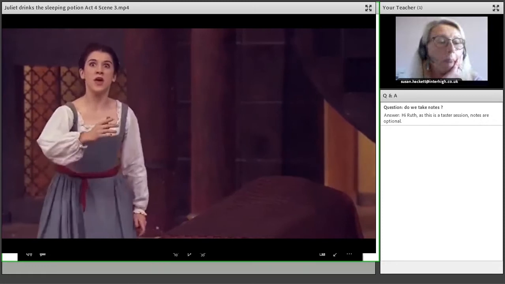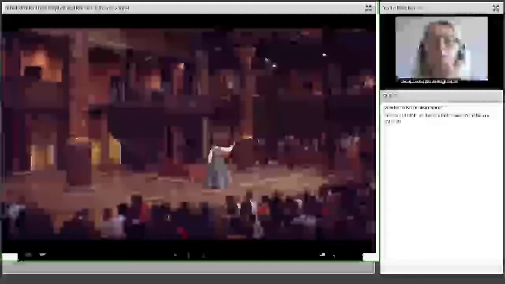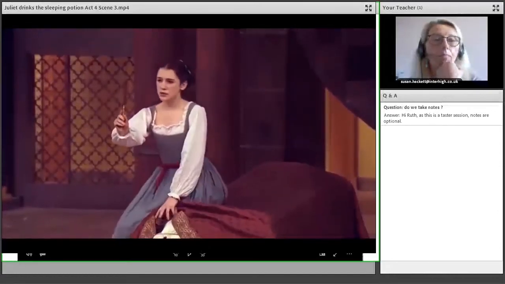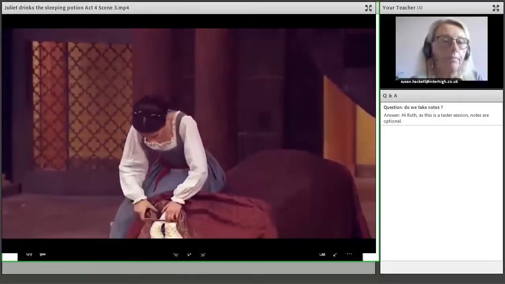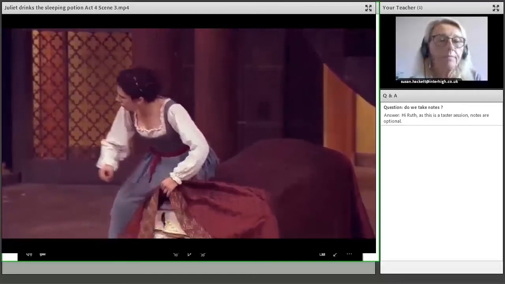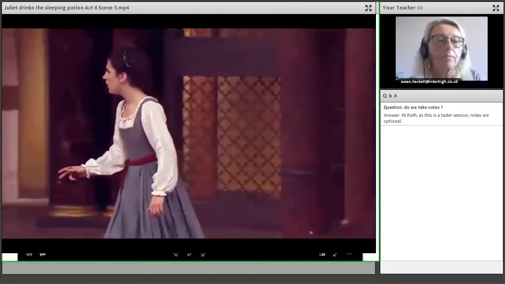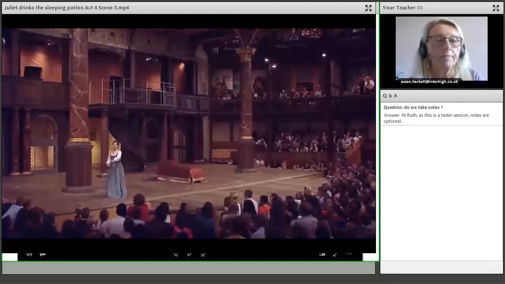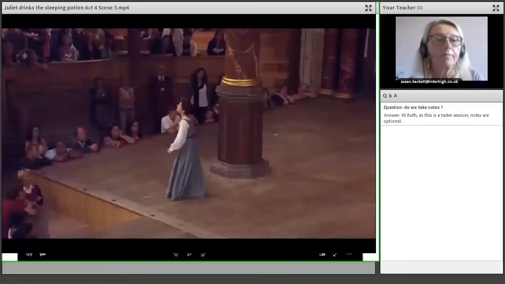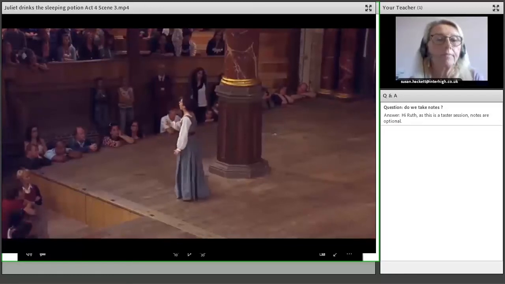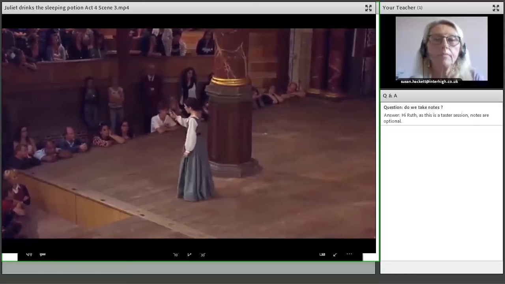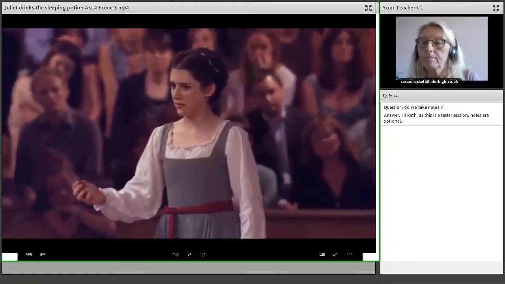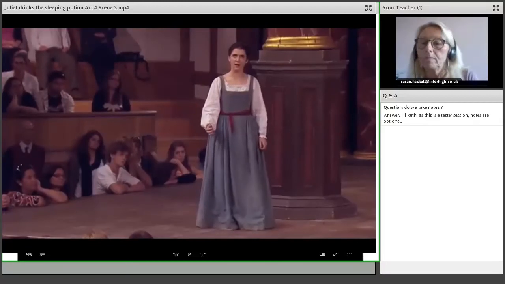Shall I be married, then, tomorrow morning? No. No, this shall forbid it. Knife? Lie thou there. What if it be a poison, which the friar subtly hath ministered to have me dead, lest in this marriage he should be dishonoured, because he married me before to Romeo? I fear it is. And yet, methinks it should not, for he hath still been tried a holy man.